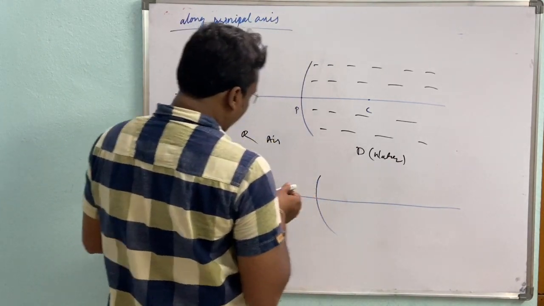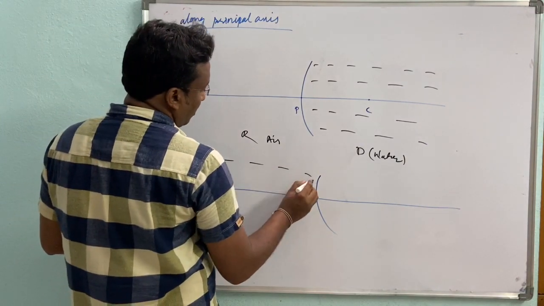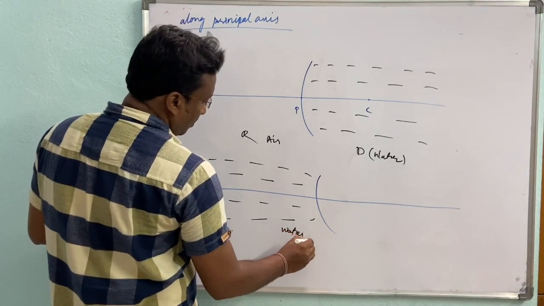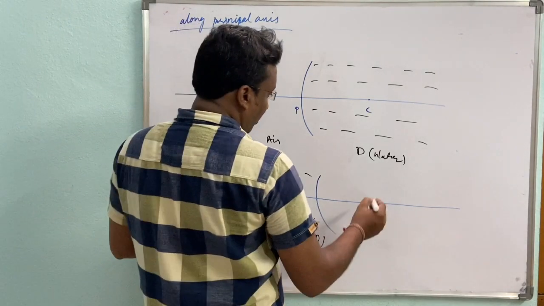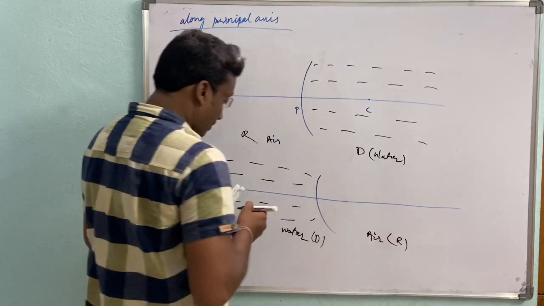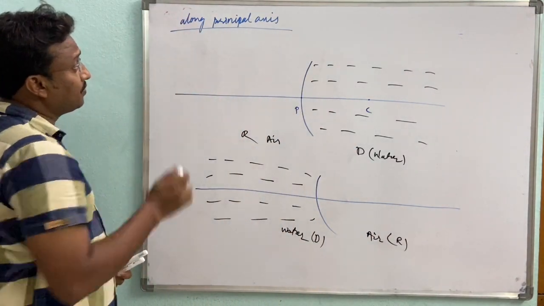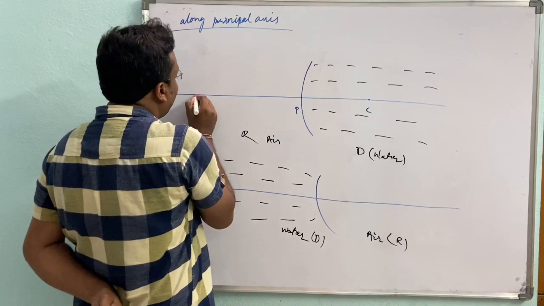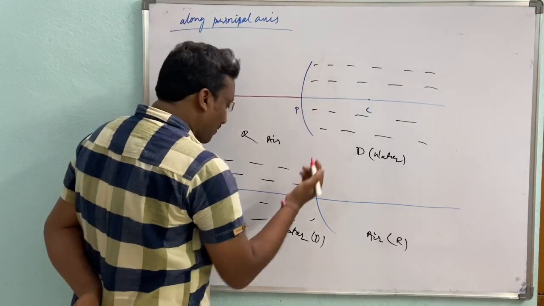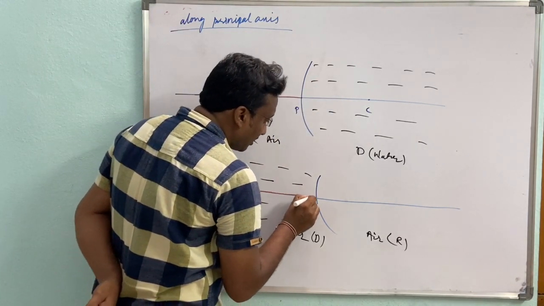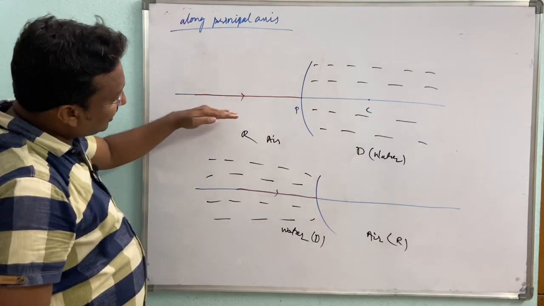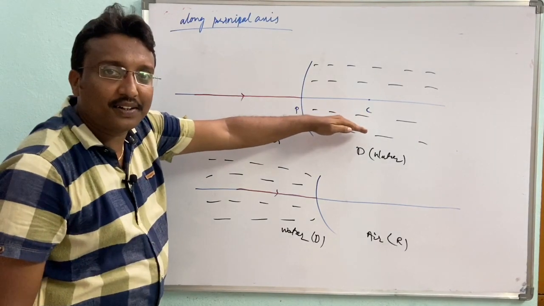Here, this side you can take as water, which is denser, and here it is air, which is rarer. Okay. Here the question is, the incident ray passes along the principal axis, either rarer to denser or denser to rarer. Got it? First case, rarer to denser.